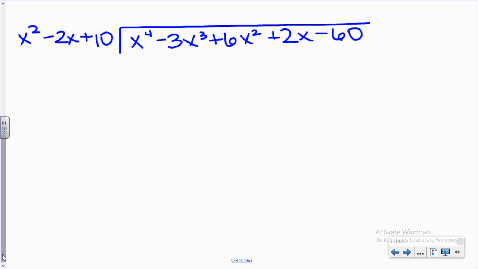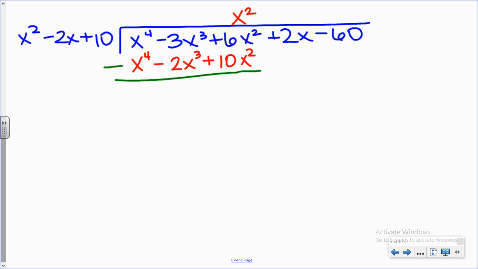X squared times what is x to the fourth? X squared. We're going to put it in that column. Remember to multiply the divisor times that number. We are subtracting. My strategy is just to change all the signs so that we can remember the subtraction. So what we're left with is negative x cubed minus 4x squared. Bring down the next term to continue the division, plus 2x.